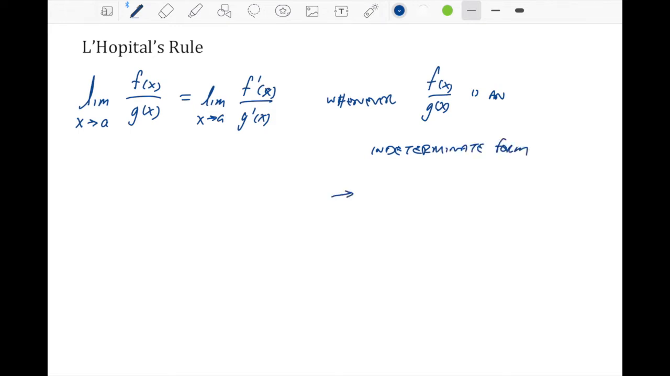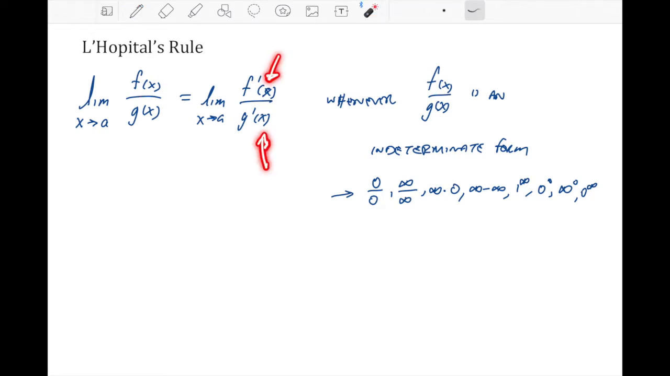has to work out that we have 0 divided by 0, infinity divided by infinity, infinity times 0, infinity subtract infinity, or one of those exponents, those power statements. If we have one of those statements, then L'Hôpital's rule applies, where we take the derivative of the numerator divided by the derivative of the denominator.